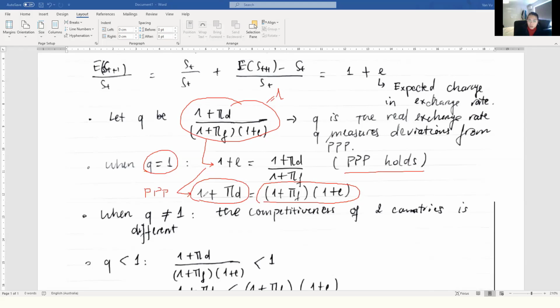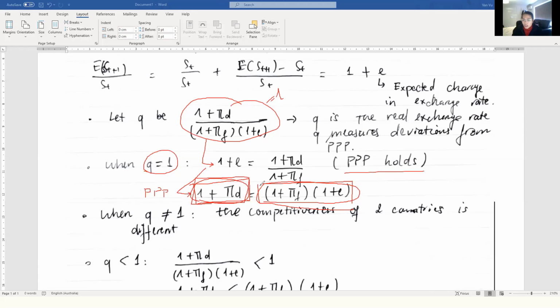So in this case, what we see is that on the left-hand side, we've got the expected price level in the domestic country. So 1 plus pi D is the expected price level in the future in country D. On the right-hand side, I've got the expected price level in country F, adjusting for the currency differences, okay? So one way to think about this is that if I am a domestic consumer, if I buy goods and services from country D, which is my own domestic country, I'm going to pay 1 plus pi D in the future.